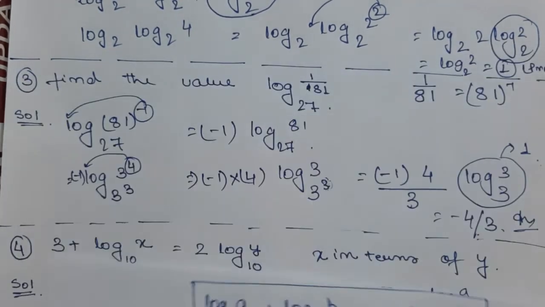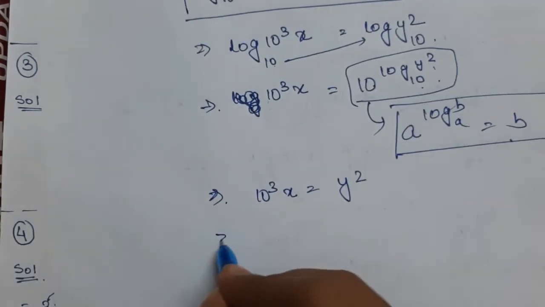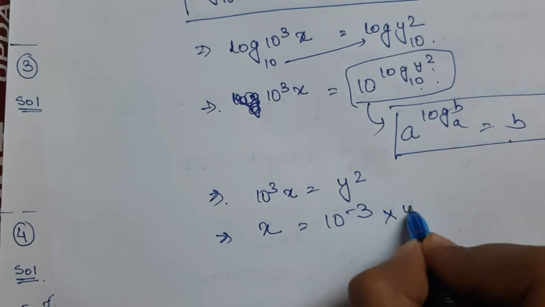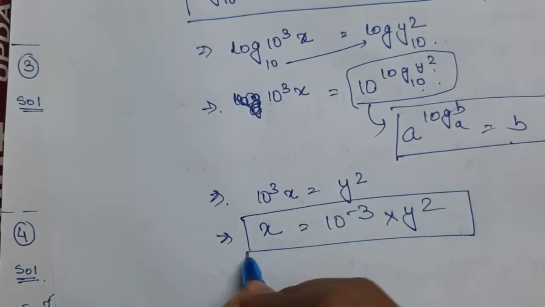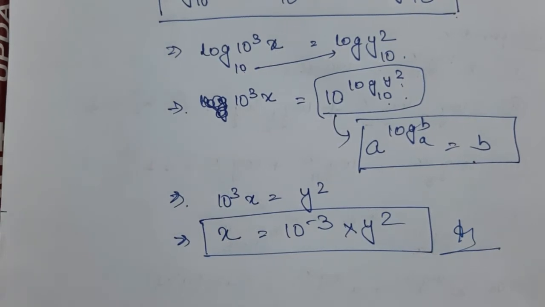Now what was the problem here? X in terms of y. So we have to write x equal to 10 to the power minus 3 into y square. This is the result. I think you can understand it. It's a very easy problem, right?